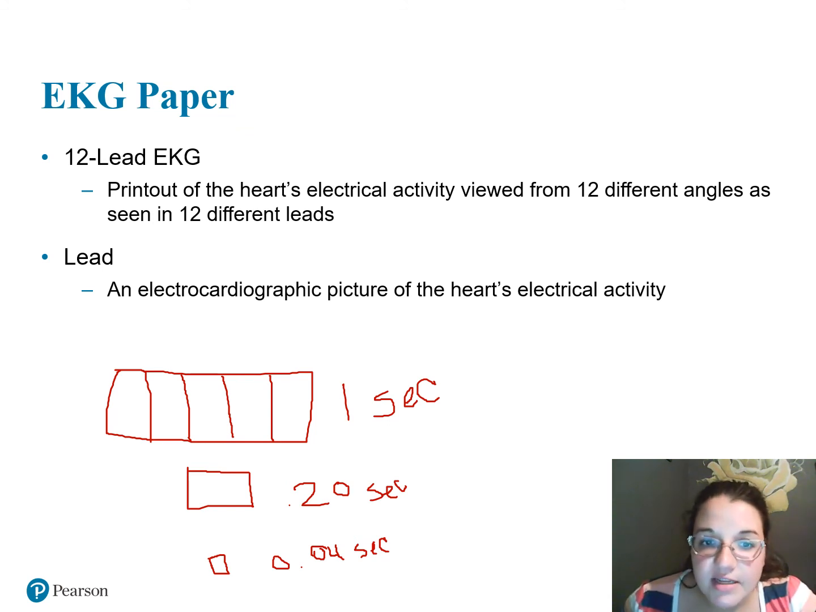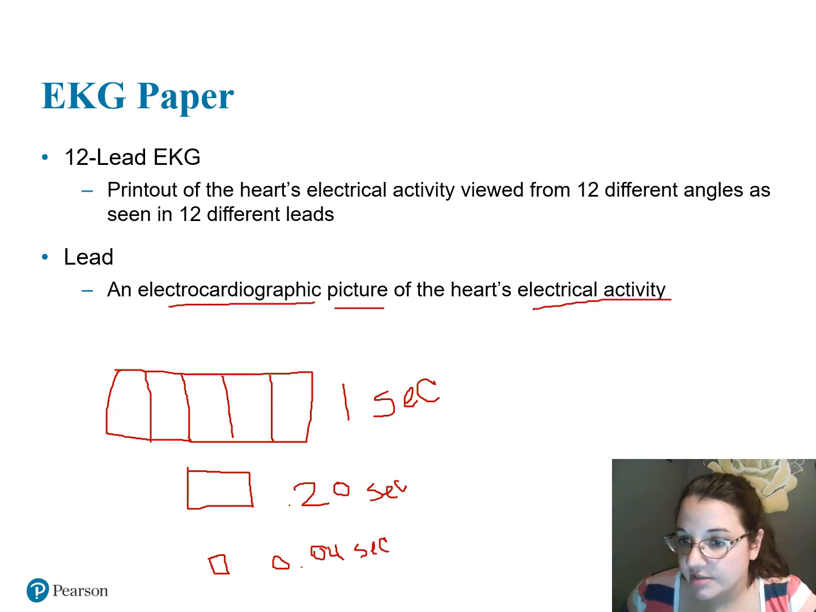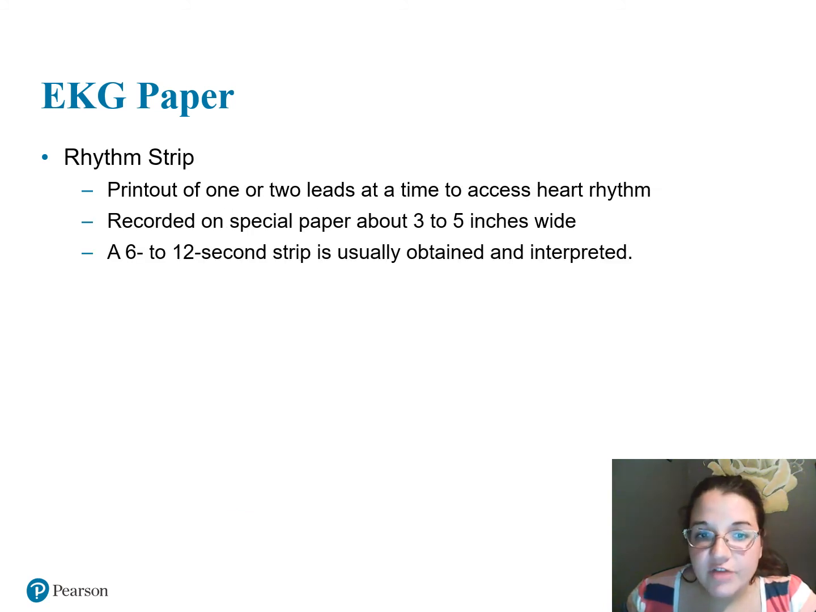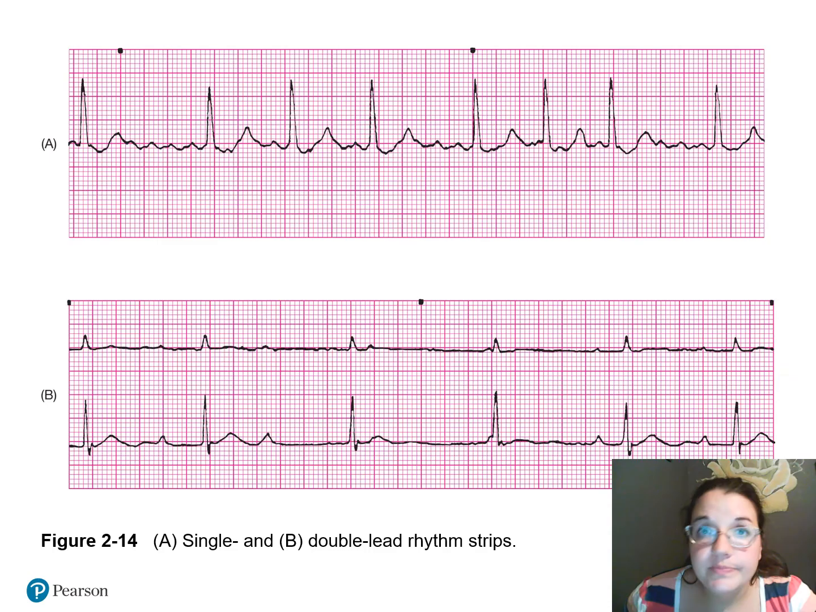So a 12 lead is the printout of a heart's electrical activity viewed from 12 different angles, 12 different leads. I'm just going to introduce you to 12 leads here, but we're going to go into more depth in the next chapter. The lead is the electrocardiographic picture of the heart's electrical activity. A rhythm strip is the printout of 1 or 2 leads at a time to assess the heart rhythm. It is recorded on special paper about 3 to 5 inches wide and is a 6 to 12 second strip, which is usually obtained and interpreted.